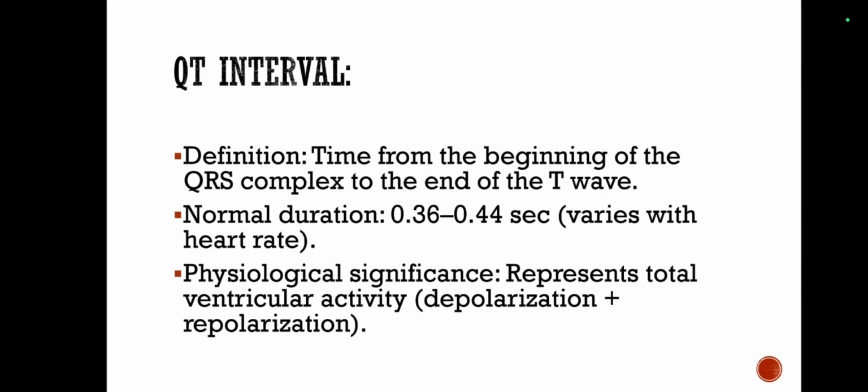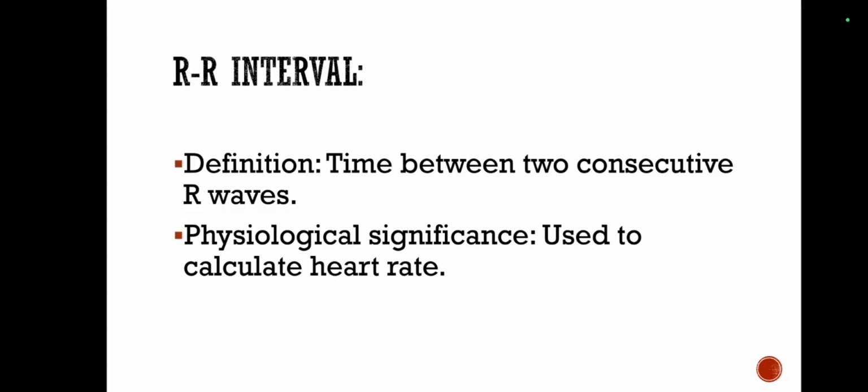Next is the QT interval, the time from the beginning of the QRS complex to the end of the T wave. Its normal duration is 0.36 to 0.44 seconds. It varies with heart rate. If the heart rate is getting higher or lower, it changes accordingly. Physiological significance, it represents total ventricular activity, which means it includes the depolarization and repolarization, which is the contraction as well as the relaxation.